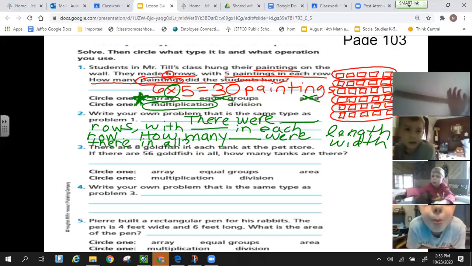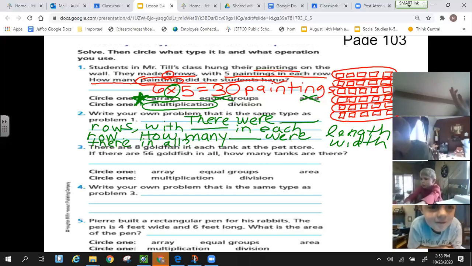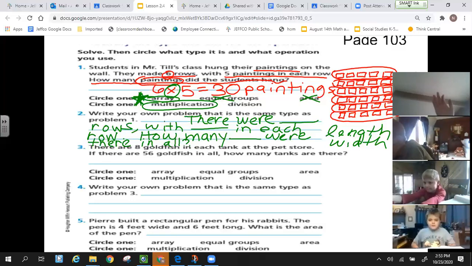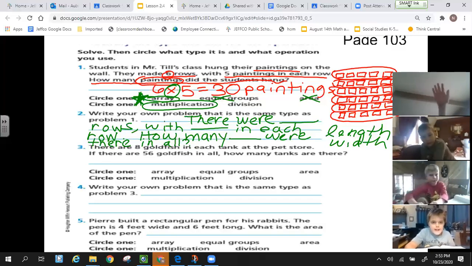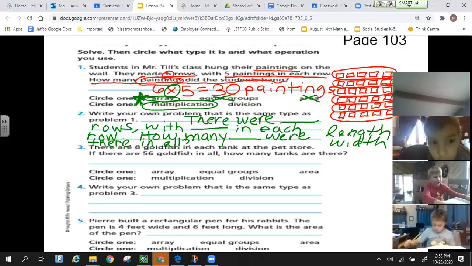Go for it. There are 4 rows with 9 pencils in each row. How many pencils are there in all? Excellent. I love it. Okay, guys, we are going to move on to another type of problem. We're going to look at number 3. That was awesome. You guys did a great job.